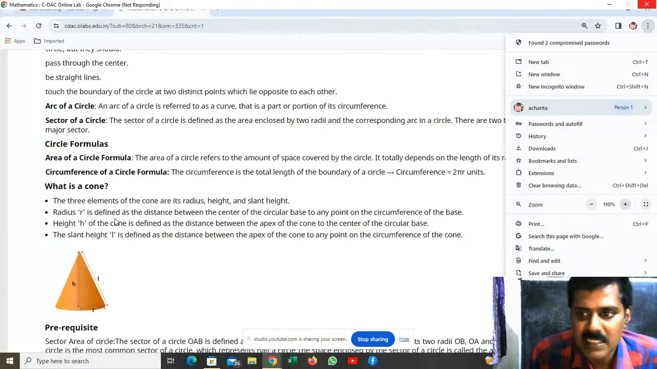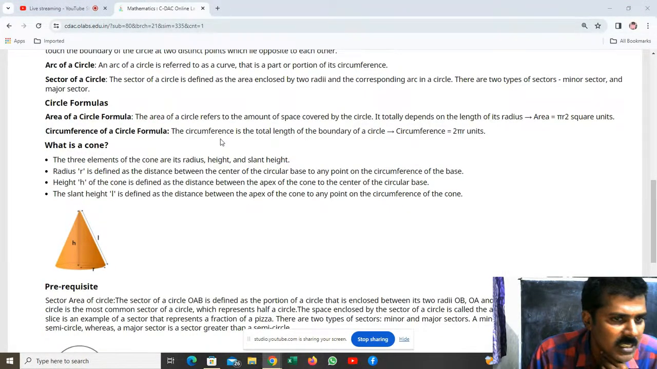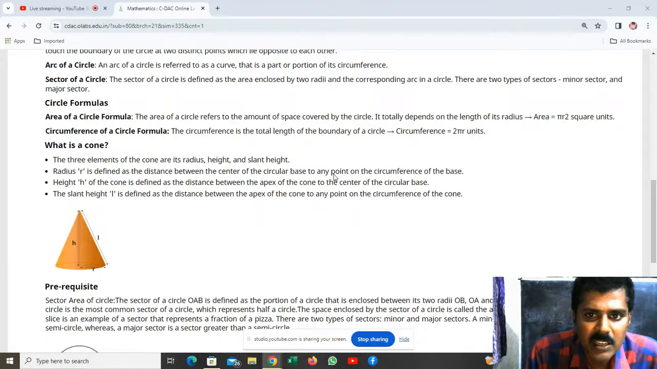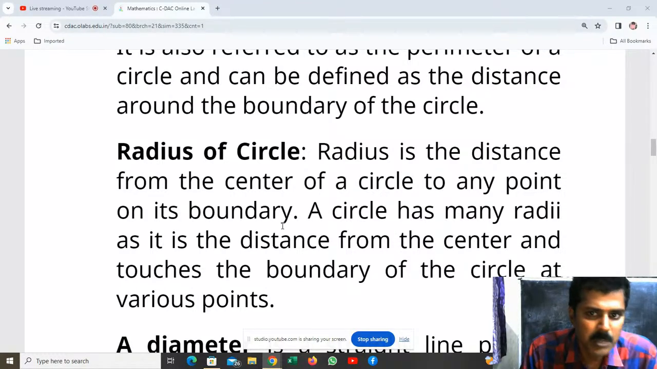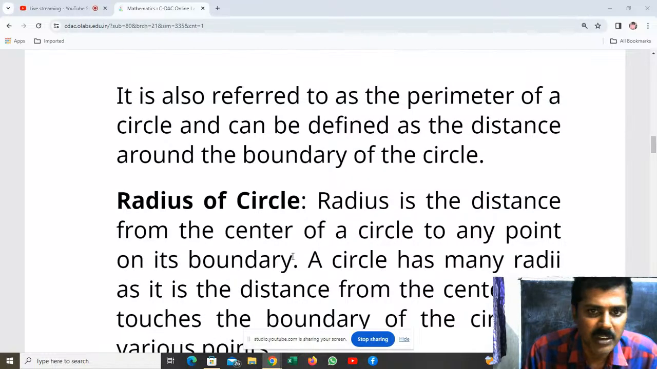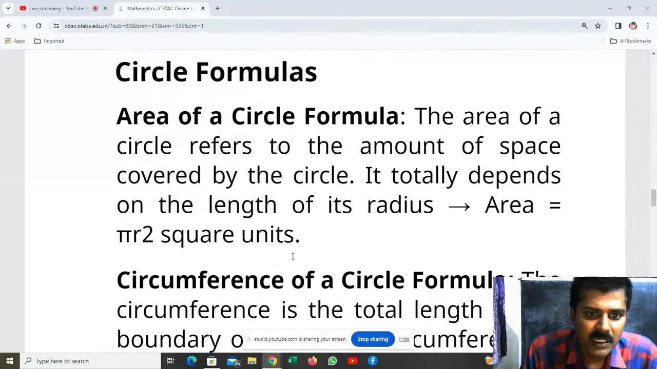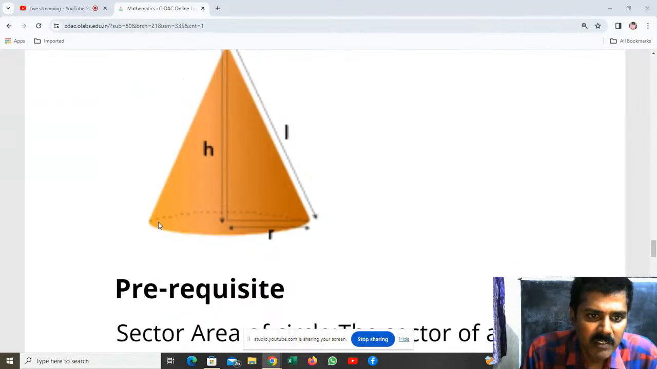What is the radius in the cone? Radius in the cone is nothing but the distance between the center of the circular base to any point on its boundary. A circle has many radii as it is the distance from the center and touches the boundary of the circle at various points. That means the base of the cone is a circle. So if the base of the cone is a circle, from the center to any point on this boundary is called radius. This is the radius.